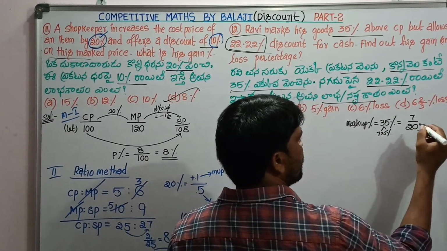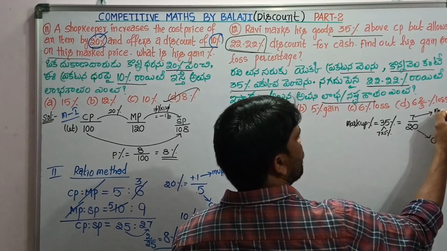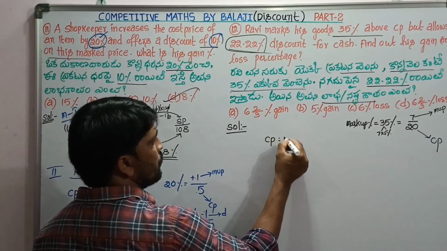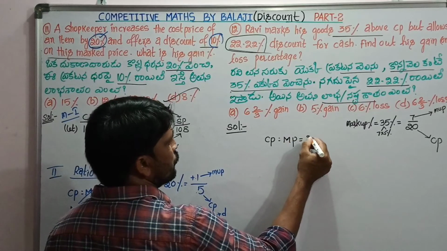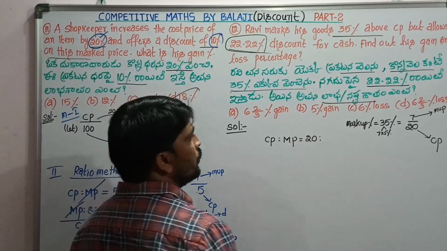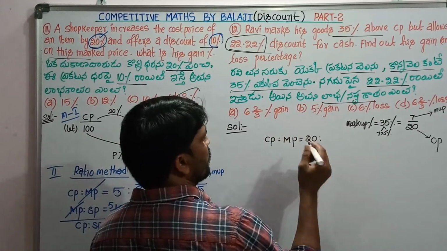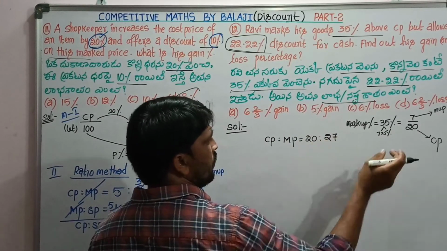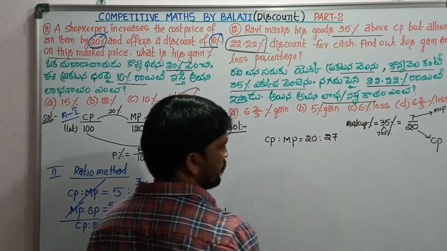So base denominator is cost price. Then markup is 7 units. In this case, consider the ratio of cost price to market price. That is, 20 units is cost price. So we mark up 7 units more than the cost price to decide market price. So market price is 20 plus 7, that is 27.